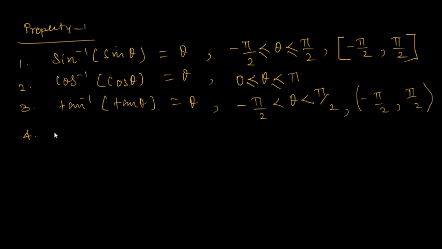Then fourth one, tan inverse we have completed, and what is the reciprocal of tan? Cot. So cot inverse of cot theta is equal to theta, provided 0 is less than theta, that is less than pi. It means it's an open interval, that you know.